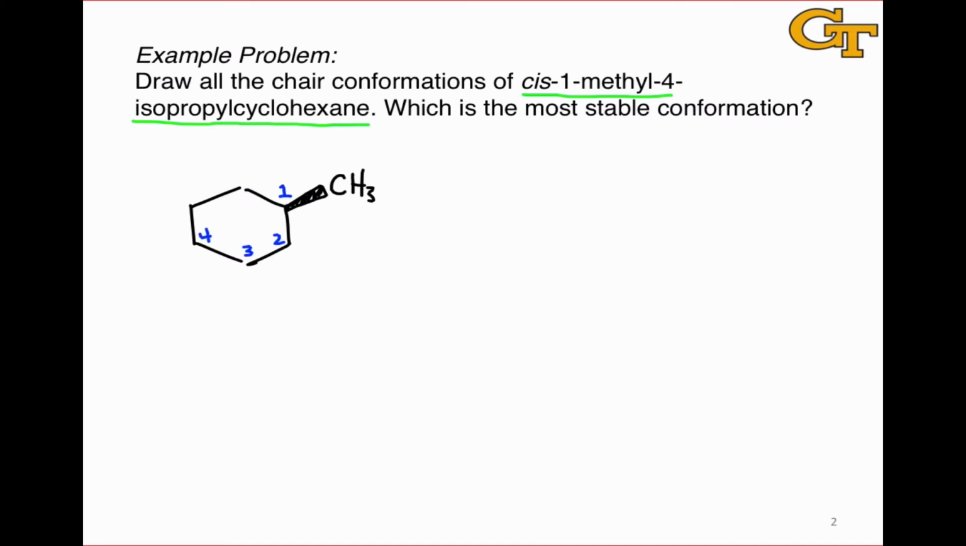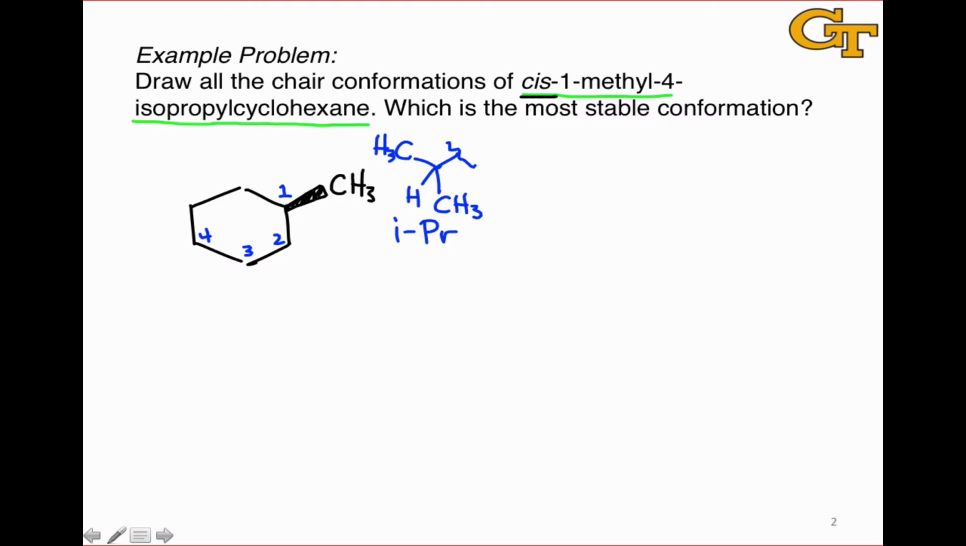At the 4 position, we have an isopropyl group. Just to jog your memory, remember that an isopropyl group has a carbon with 2 methyls attached to it and an implicit hydrogen as well, which is often not drawn, but I'll go ahead and draw that in. This is the isopropyl group right here. So we can add that at the 4 position.